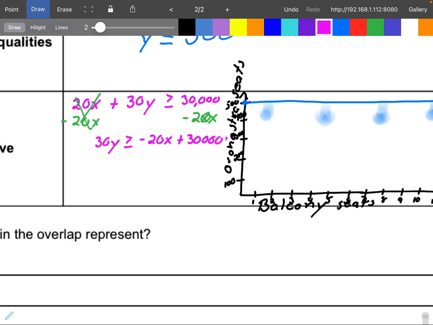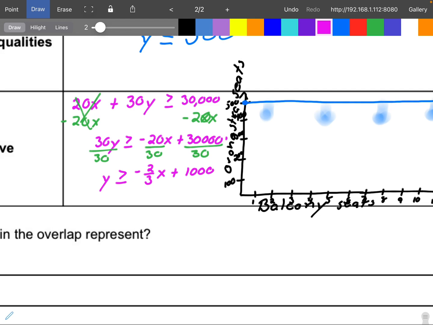All right, be careful with your zeros. Make sure you bring down the right number of zeros. Then we know we need to divide by 30, so we're going to divide every single number by 30 and then simplify. So y greater than or equal to negative 20 over 30, and 20 and 30 can both be divided by 10, so that becomes 2/3. So negative 2/3 x, and then plus 30,000 divided by 30 is 1,000.